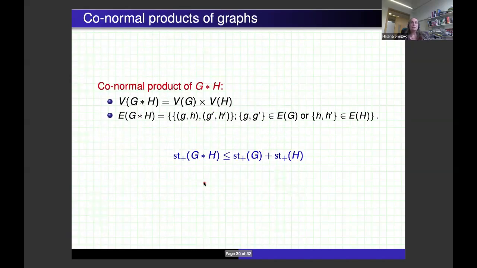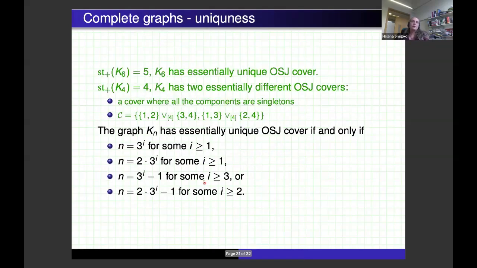The last thing: with Damiana, we were studying this SNT rank for a while before we noticed the result is already there. So we studied the proof and analyzed how it works, and we were also able to determine the uniqueness in that case. So we can determine when the OCJ cover is essentially unique. Only essential uniqueness makes sense here because the complete graphs have so much symmetry.